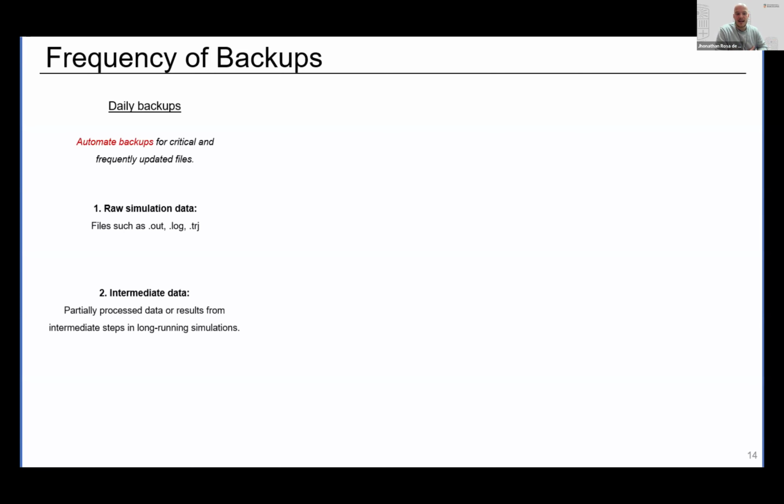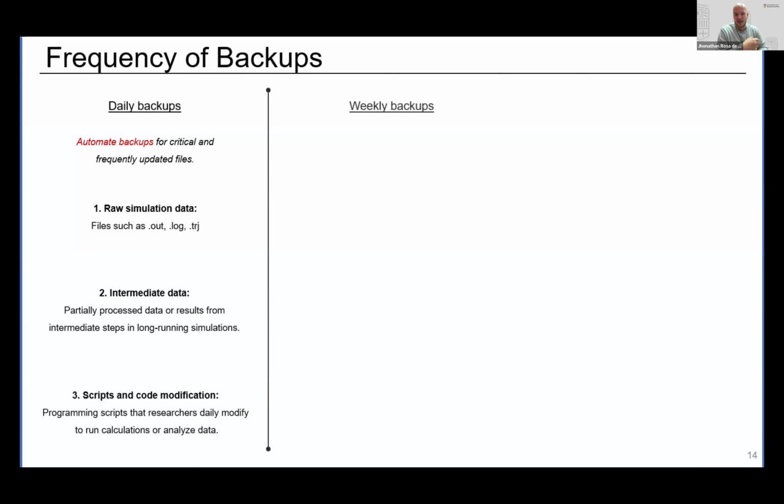Also intermediate data, which includes partially processed data or results from intermediate steps in longer-run simulations, and also script and code modifications, because if you make some modifications in a code or a script, it's important to back up as soon as possible so as not to lose that modification. Sometimes some modifications are crucial for the development of some software, some data, etc.